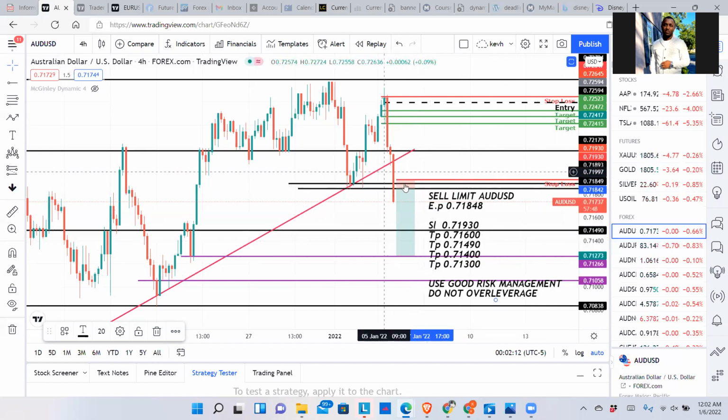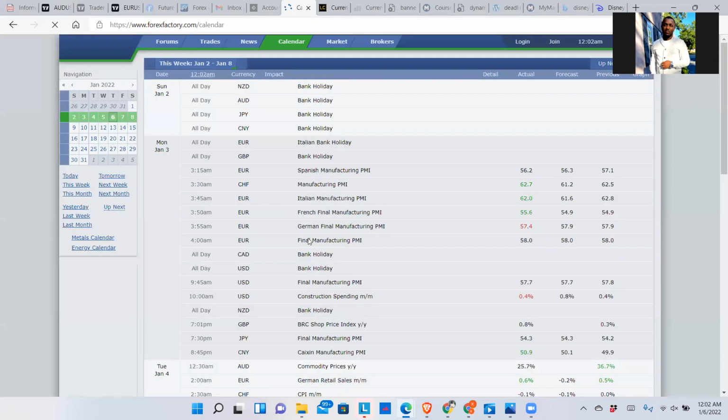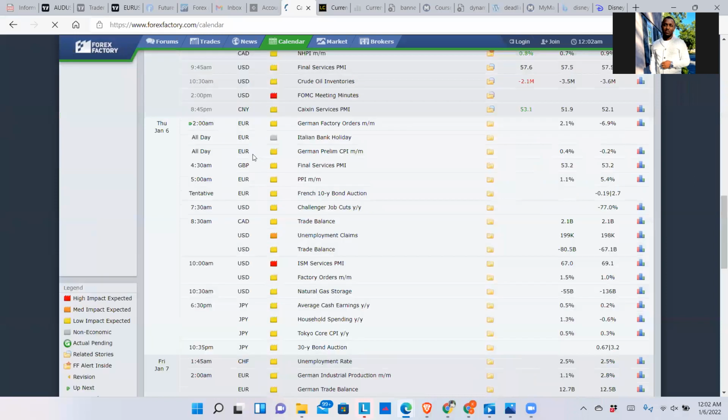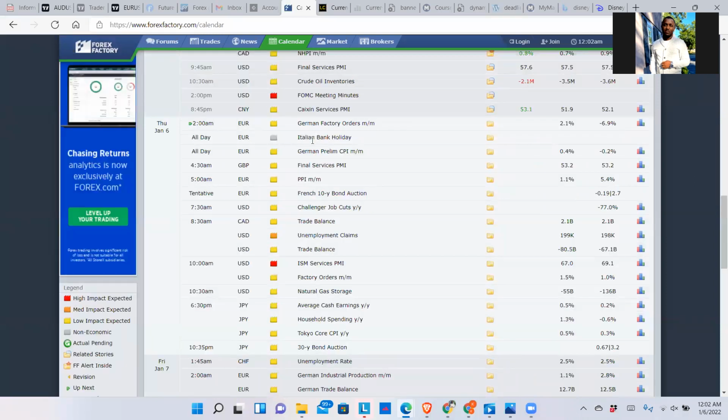So just based on how this market is moving, I'm so curious to see if we have any news happening at the moment. Oh, wait a minute, NFP here. So we have Italian bank holiday. We have ISM services. We have a red folder on the US dollar, right? Nothing on the Aussie. That's going to be 10 a.m.